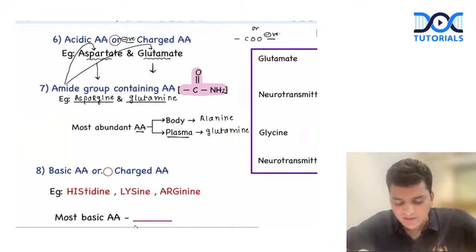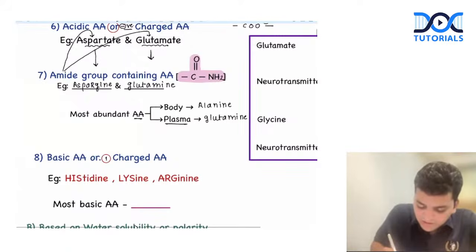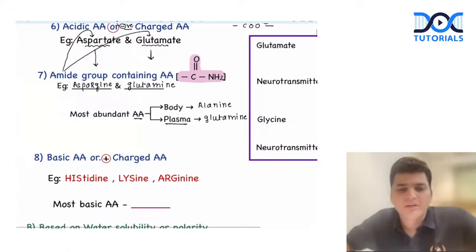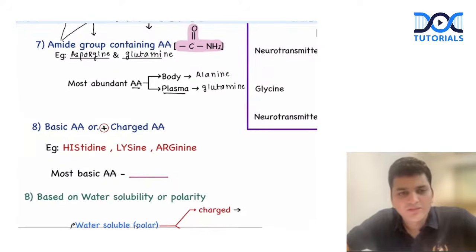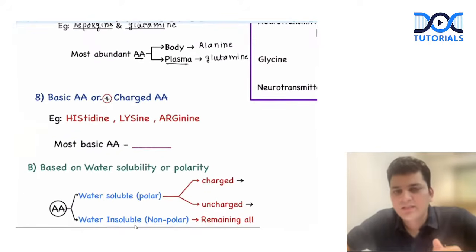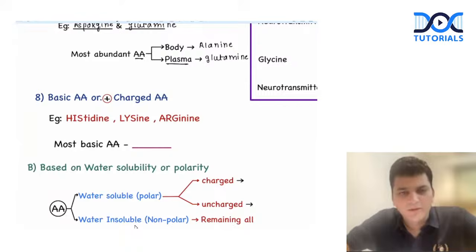Now, the last subcategory on the basis of R group, the basic amino acids. Because the acid had a negative charge, the basic will have a positive charge. These are the positively charged amino acids. Examples of the positively charged, basic amino acids are histidine, lysine, and arginine. How will you remember this?